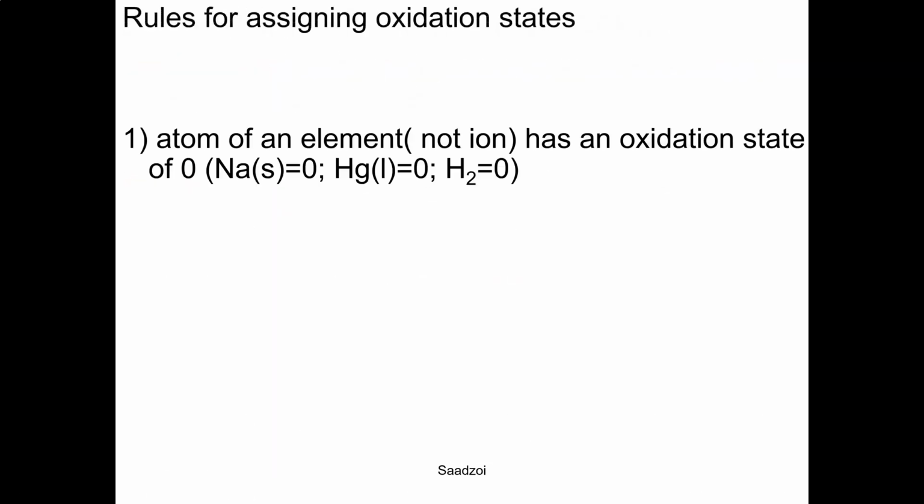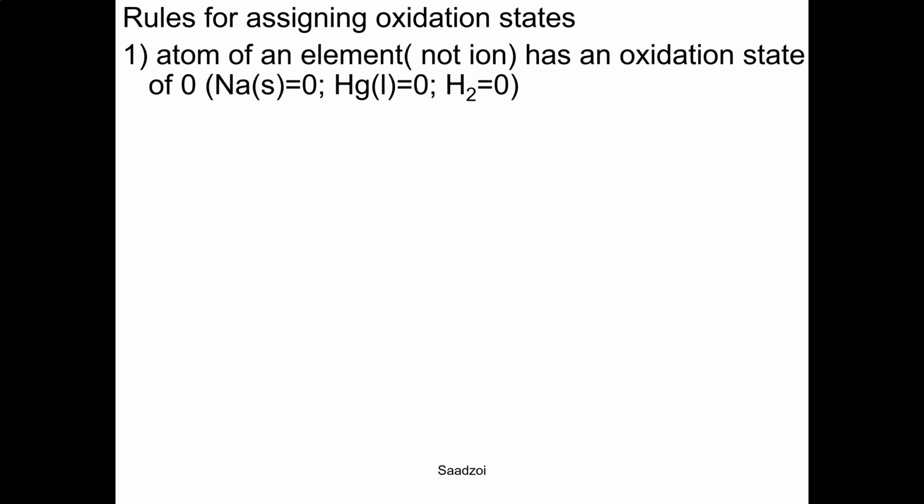Rules for assigning oxidation states. There's a whole unit based on redox, so we'll talk about that in more detail, but these are just the basics. So you do need to understand how to assign oxidation states, which is a fancy way of saying charges. An atom of an element, non-ion, has an oxidation state of 0. So anything in elemental form, like sodium is usually found as Na, solid, that's 0, mercury 0. All diatomics are 0. Remember, your diatomics are Hofbrinkel.